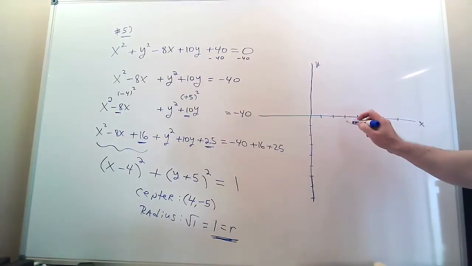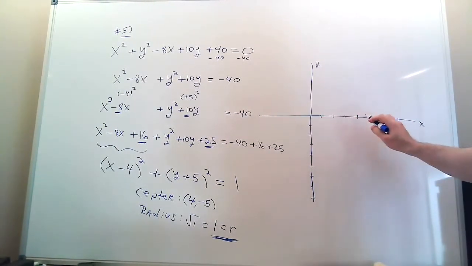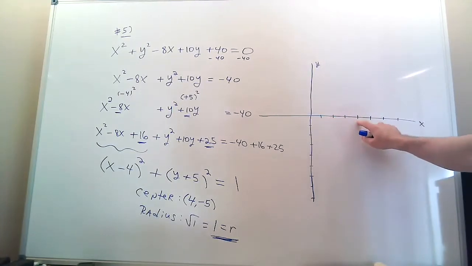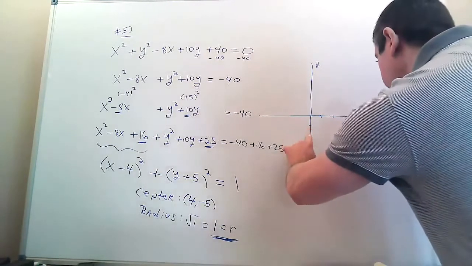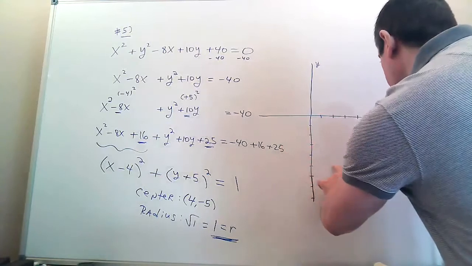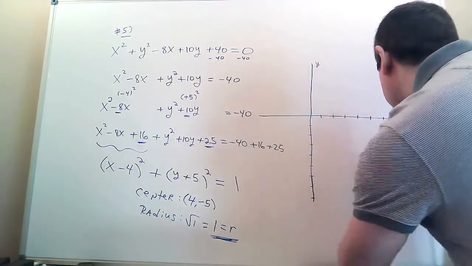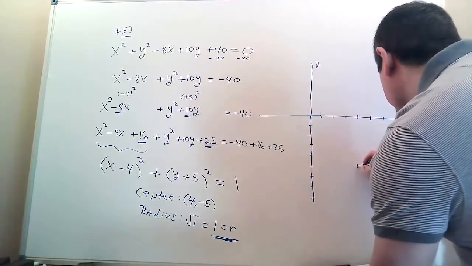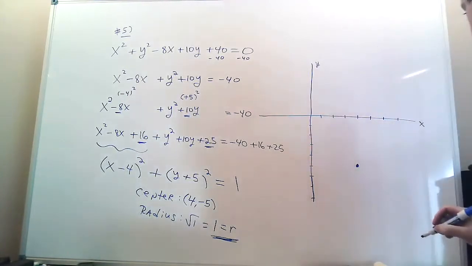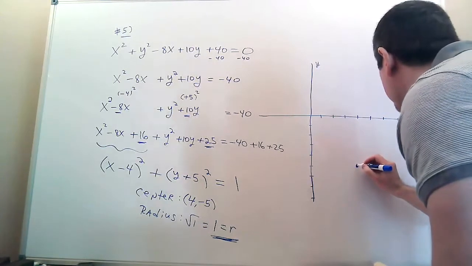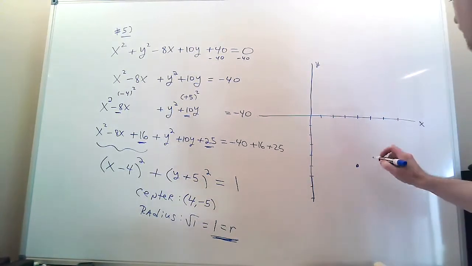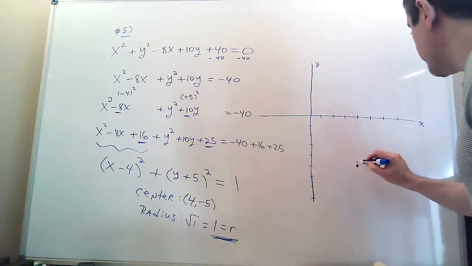So I tried my best to make an accurate grid here. So I have to go 4 to the right. 1, 2, 3, 4, and then down 5. 1, 2, 3, 4, 5. So right about here. I mean, it's not perfect. It's not going to be perfect. All right, I tried my best. So there's my center.